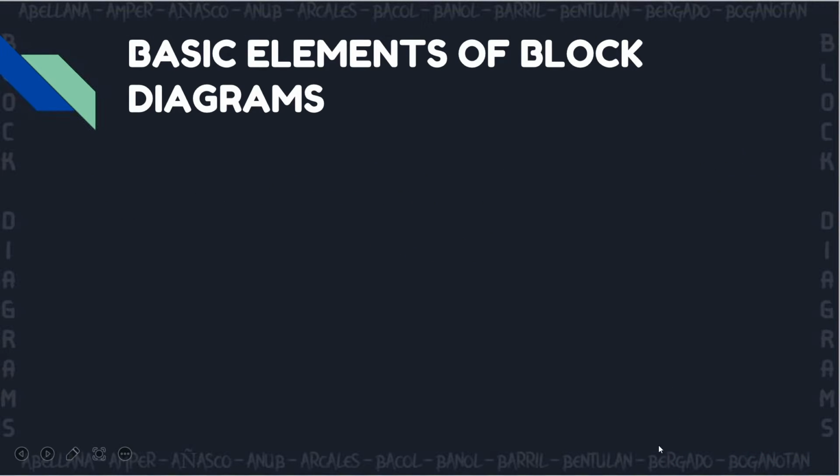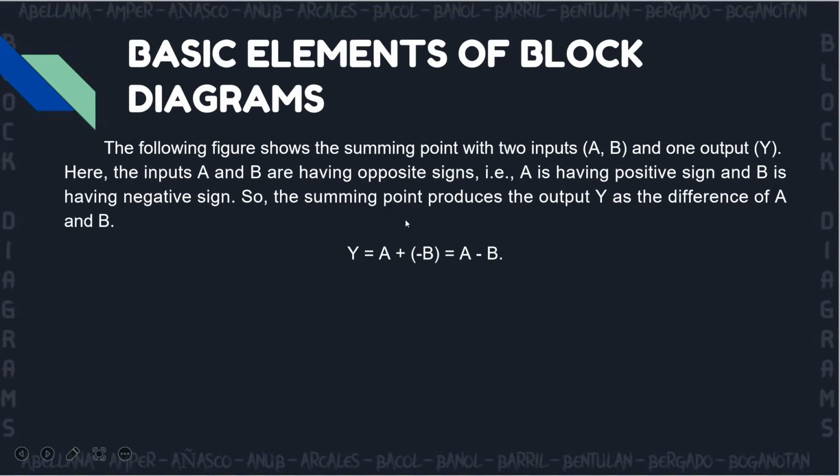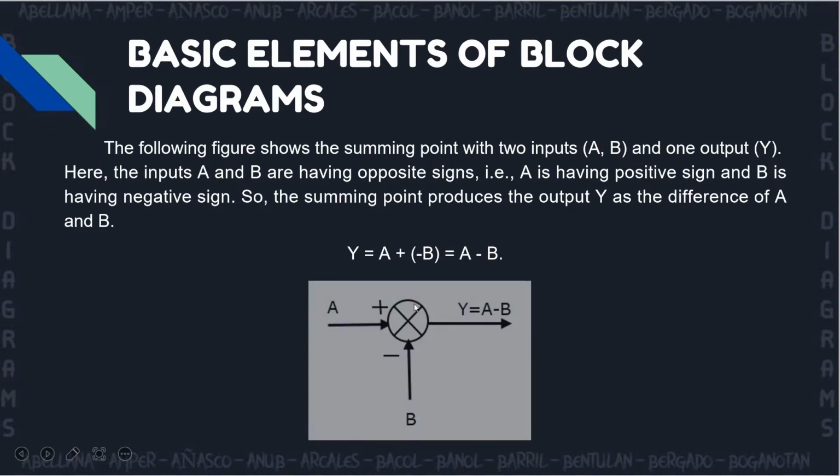Here's another example. The following figure shows the summing point with two inputs A and B and one output Y. Here, inputs A and B have opposite signs, A having the positive sign and B having the negative sign. So the summing point produces the output Y as the difference of A and B. So Y is equal to A plus negative B, since B has a negative sign. If we simplify this, it becomes Y is equal to A minus B.